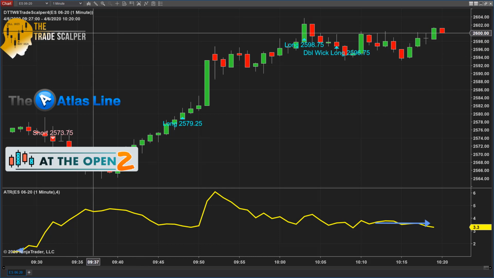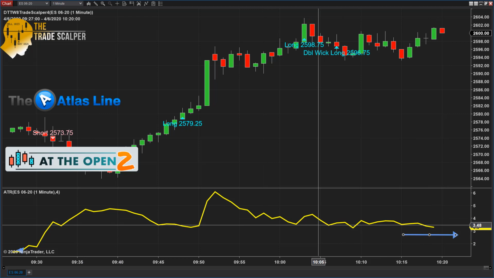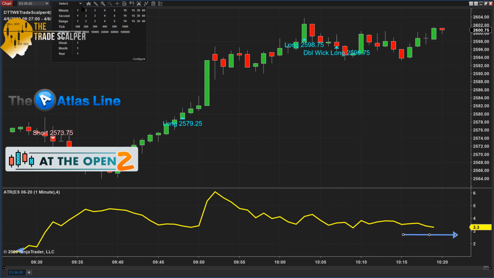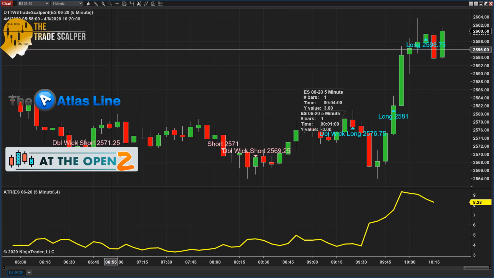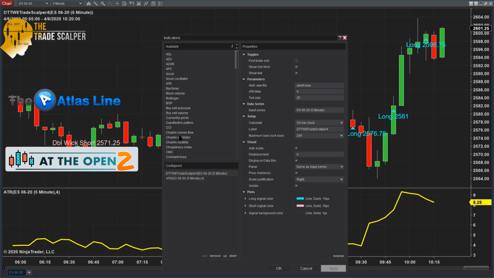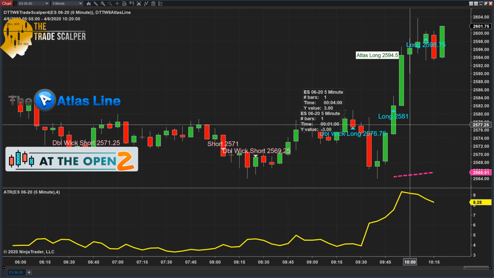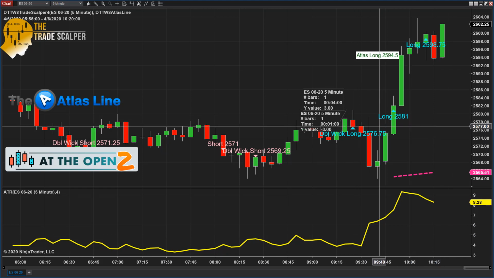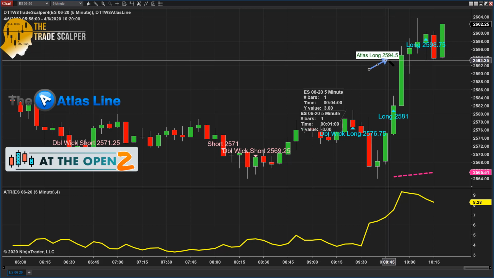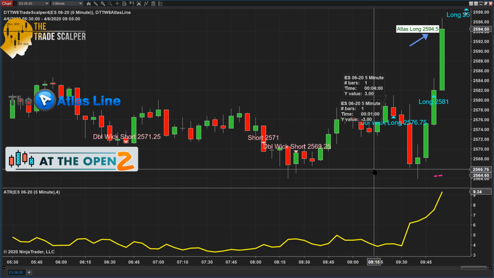But I'm using a 1-minute chart because if I looked at a 5-minute chart, which I prefer, the ATR, let me go to a 5-minute chart here, and I bring back the Atlas line. So you can see that even though it's giving me a signal here for the Atlas line at 2594.50 up here, we have a few problems.